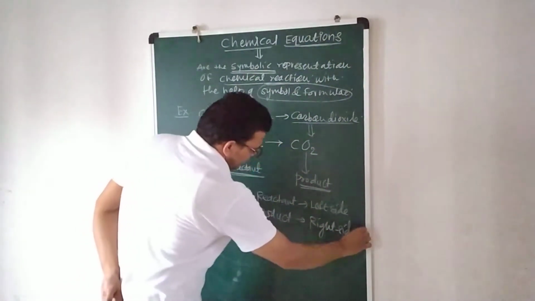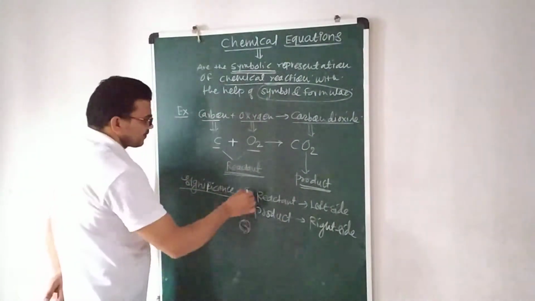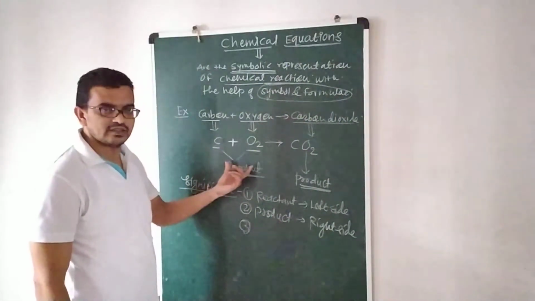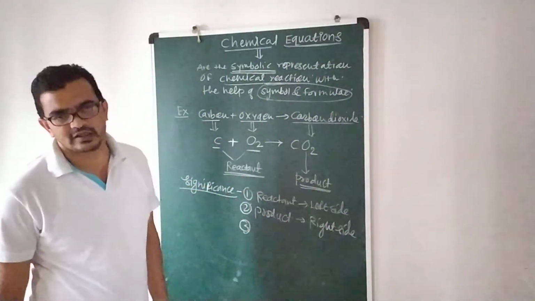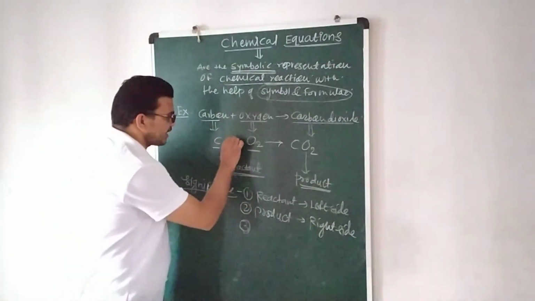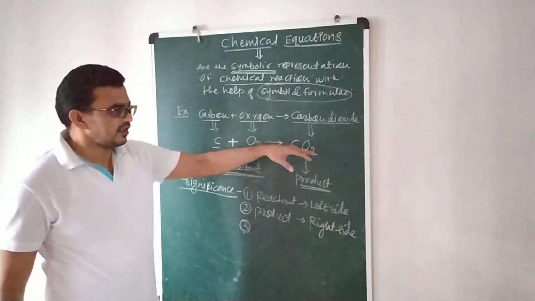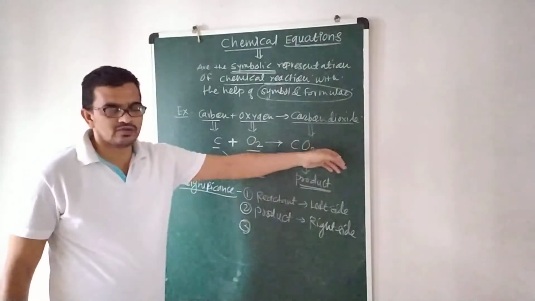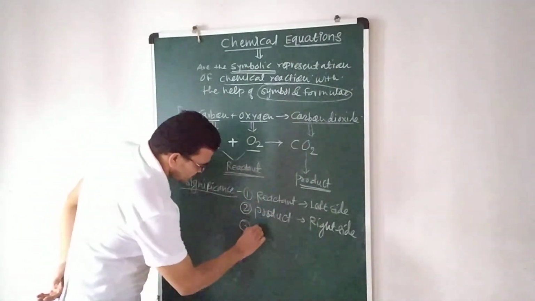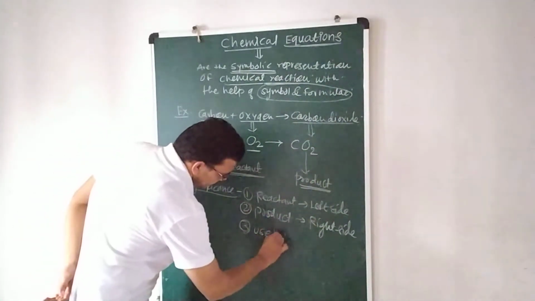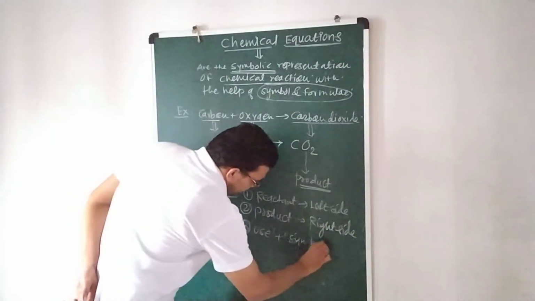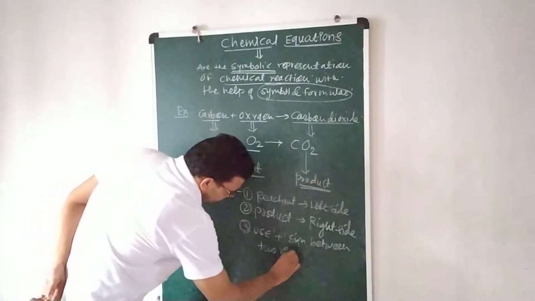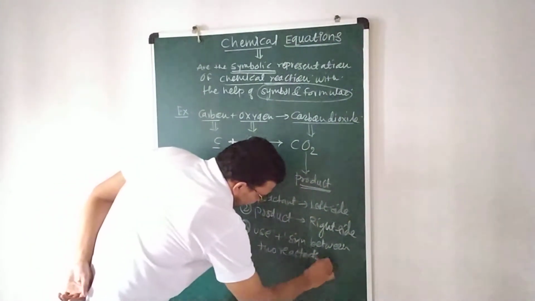Third important significance is in between. In this chemical reaction there are only two reactants, but suppose 2 or 3 reactants are there, then we have to add the plus sign between the reactants. Similarly, if on the product side sometimes 2 or 3 products are there, there also you have to write the plus sign. So use the plus sign between 2 reactants and between products.